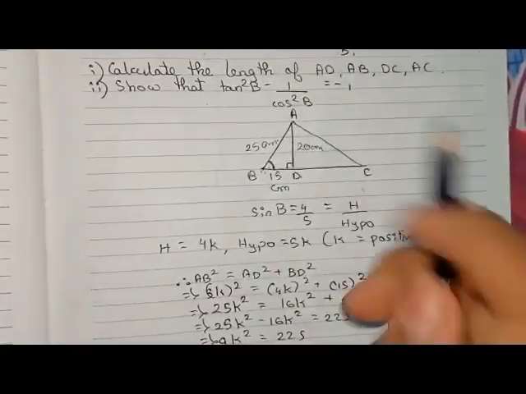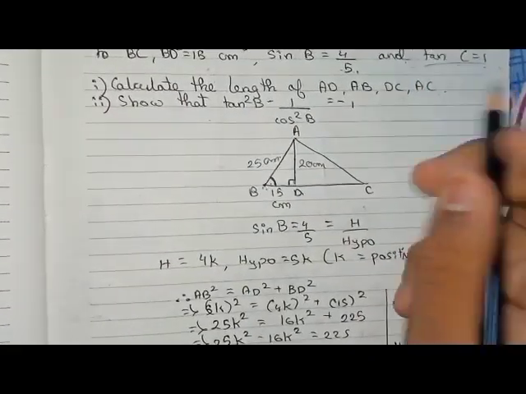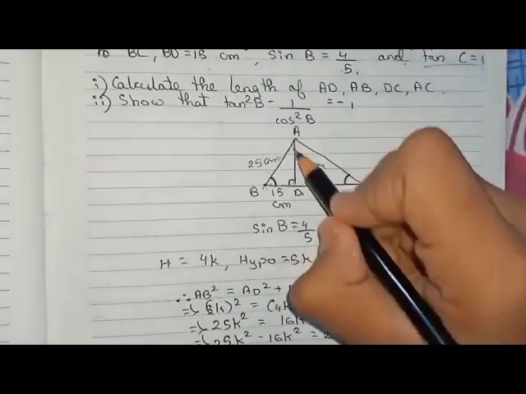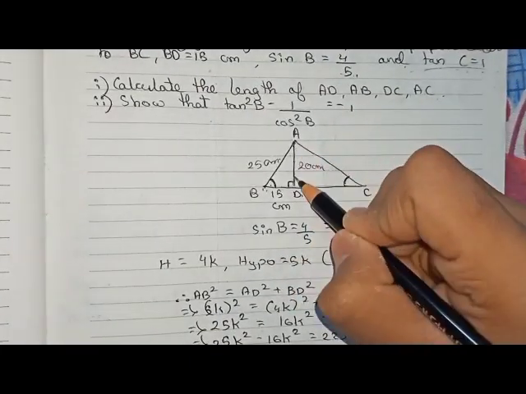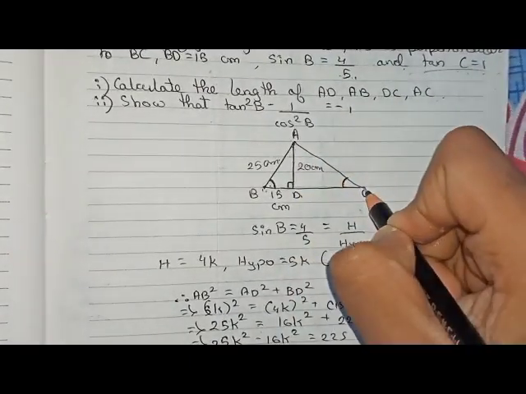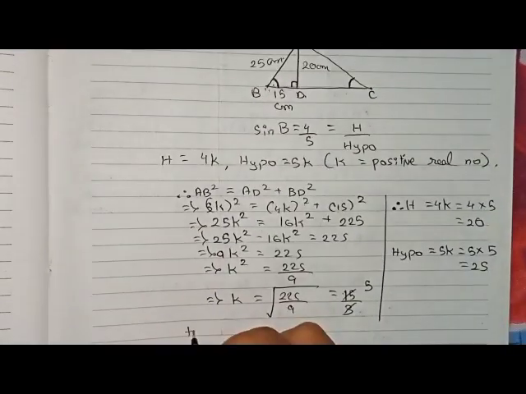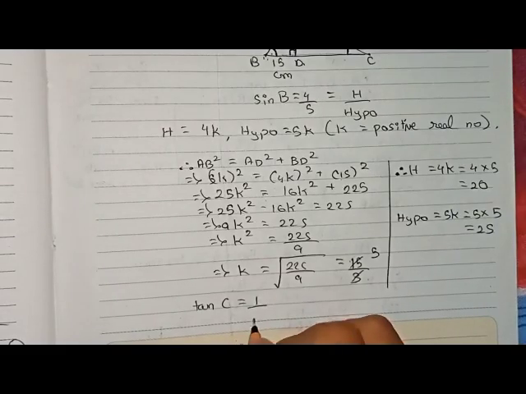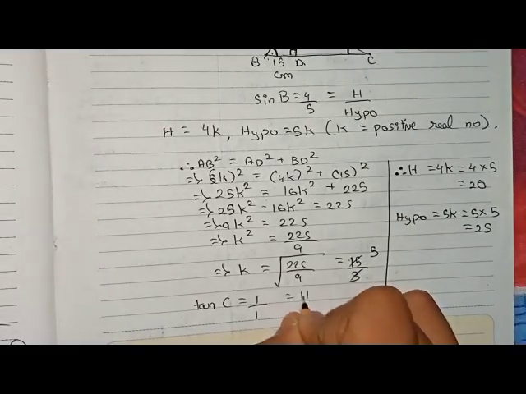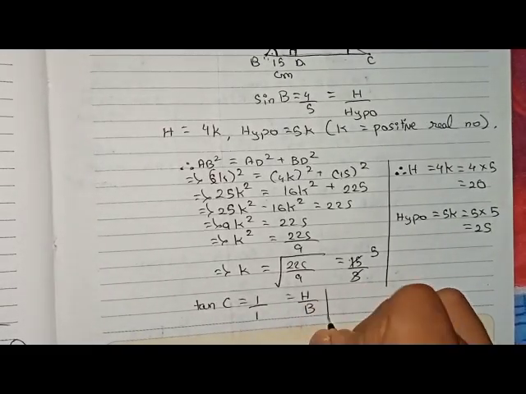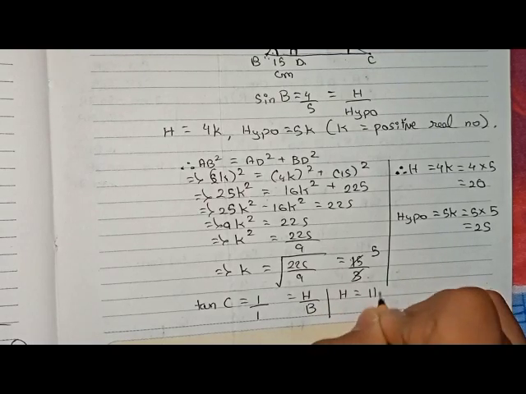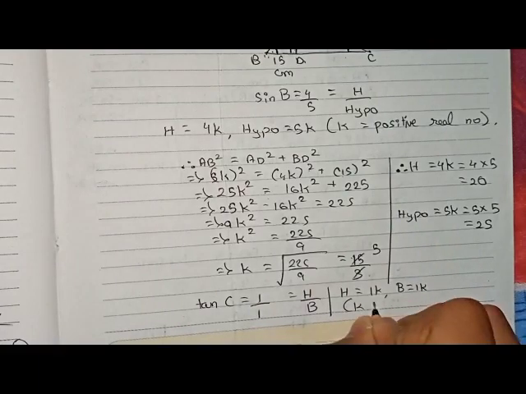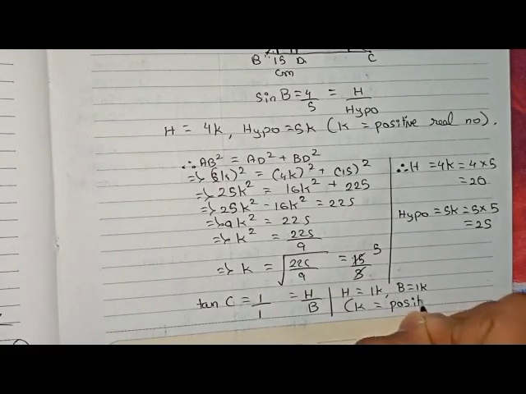Now the next information given is tan C. So here is C. So tan C means height by base. So our height is AD and our base is DC. So tan C is equals to 1. So it is only given 1, so I write 1 by 1 as height by base. So therefore height is equals to 1k and base is equals to 1k. K is equals to positive real number.